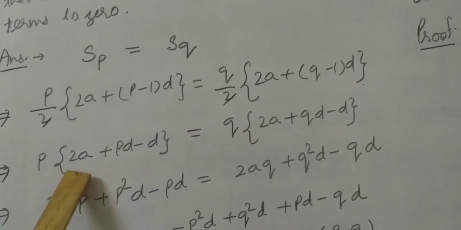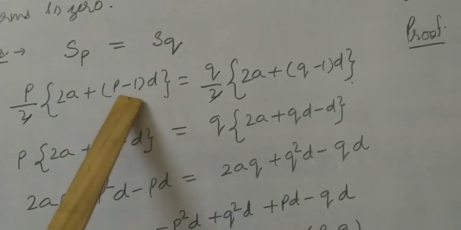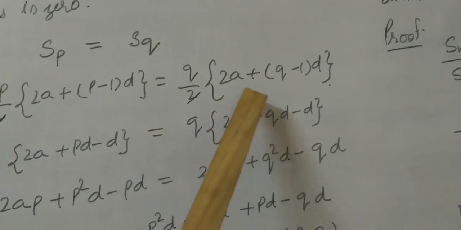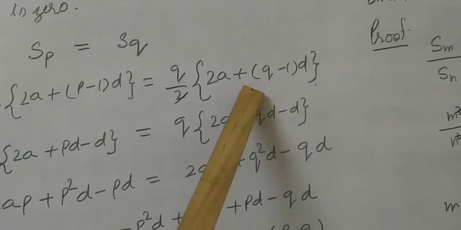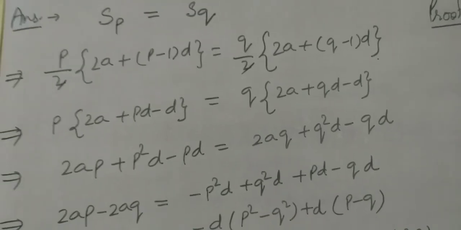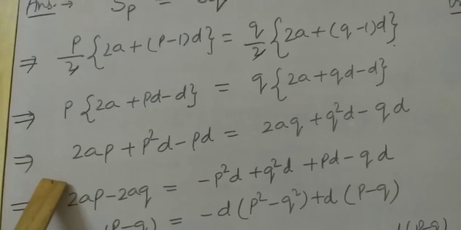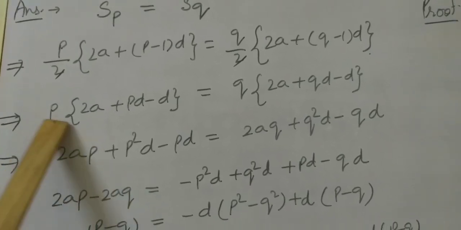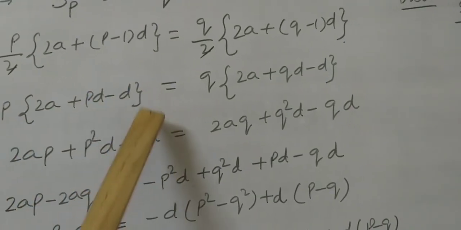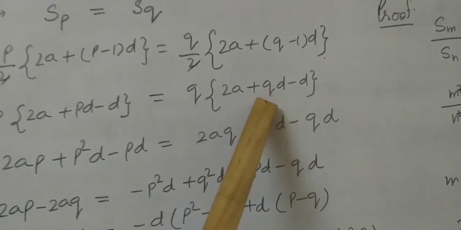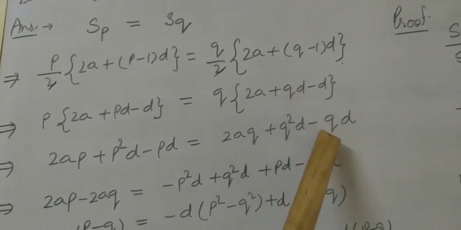P times 2A, let's open the inside bracket, PD minus D. Here also the small bracket, QD minus D. Correct, students? Then open this bracket: 2AP plus P square D minus PD. This side, 2AQ plus Q square D minus QD.